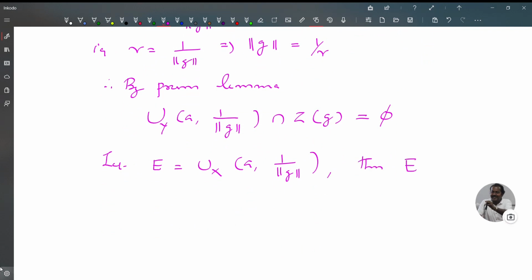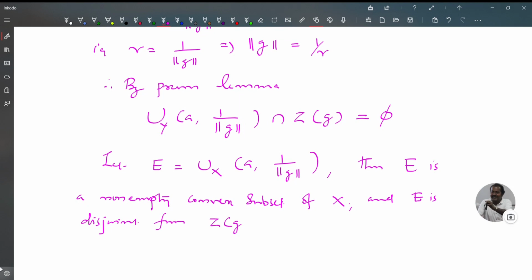Then E is a non-empty convex subset of X, and E is disjoint from the zero space of G. So we have the zero space of G is a subspace of X. Therefore, we can apply 7.3.